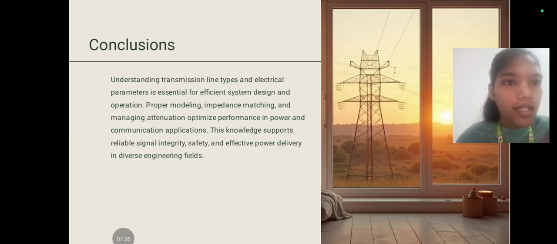Conclusion. Understanding transmission line types and electrical parameters is essential for efficient system design and operation. Proper modeling, impedance matching, and managing attenuation optimize performance in power and communication applications. This knowledge supports reliable signal integrity, safety, and effective power delivery in diverse engineering fields.